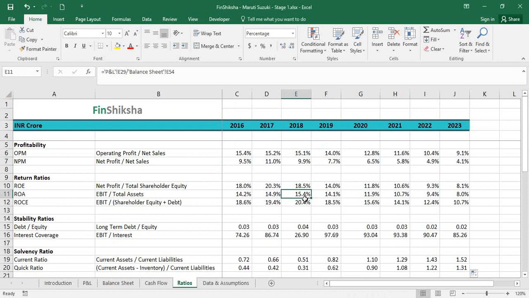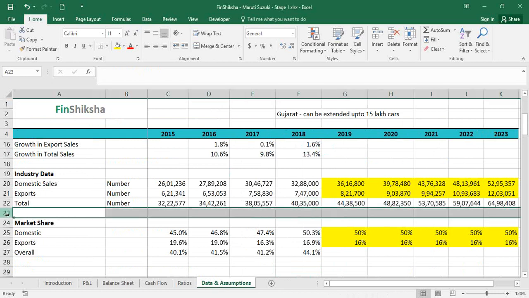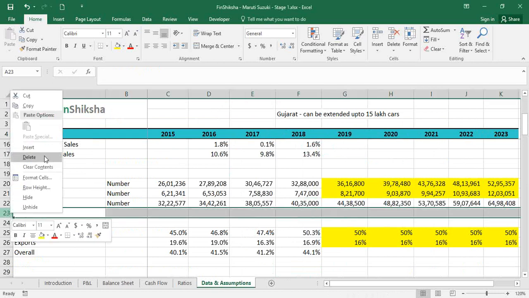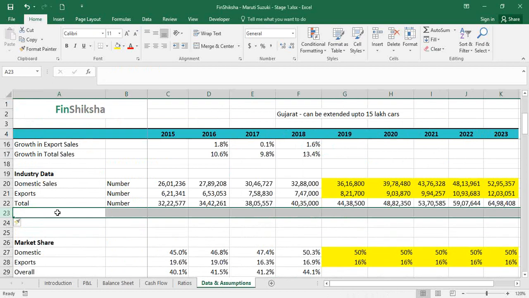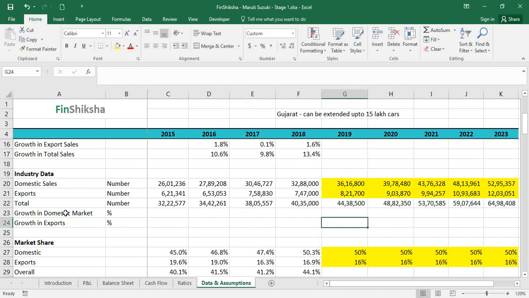What we're going to assume, obviously, in terms of our data and assumptions is that margins are going to remain constant. Now, two things we'll add here. I'm going to incorporate a cell here where I will assume a growth in the domestic market itself and growth in exports, right? And this is in percentage terms. We assumed a 10% growth here and a 10% growth here. That's what we had assumed here, right?